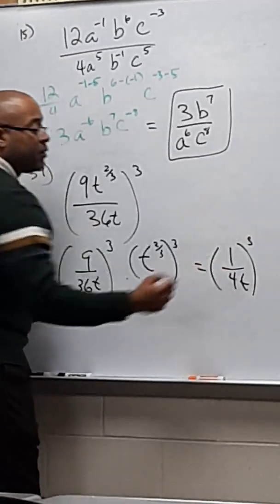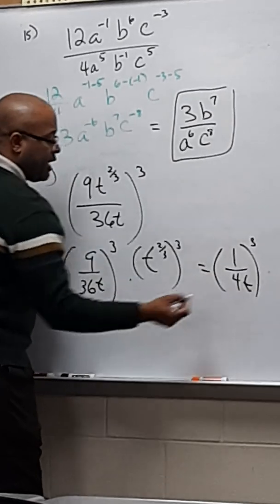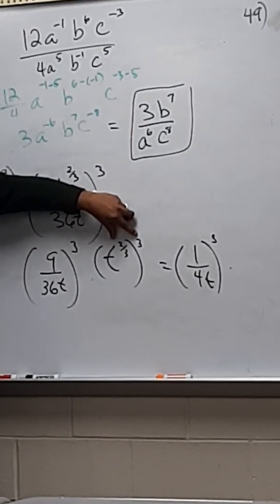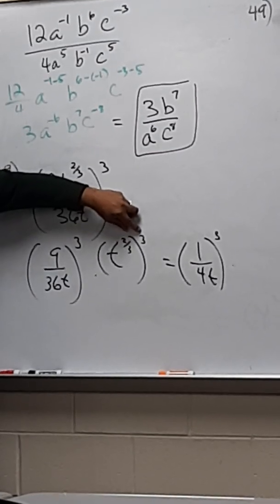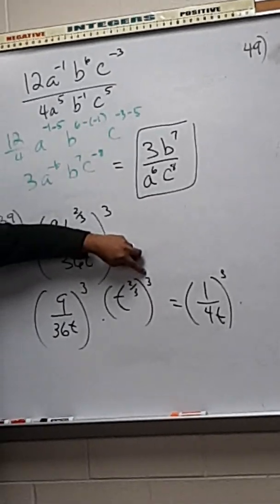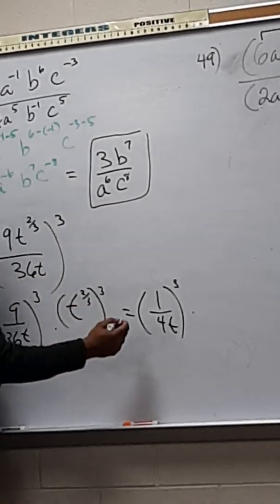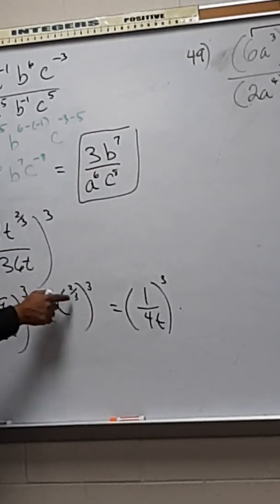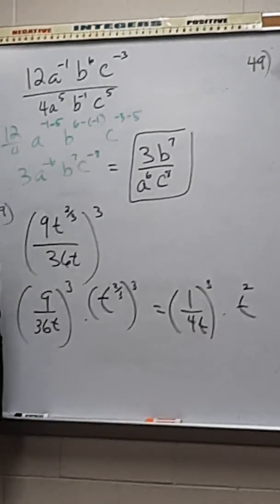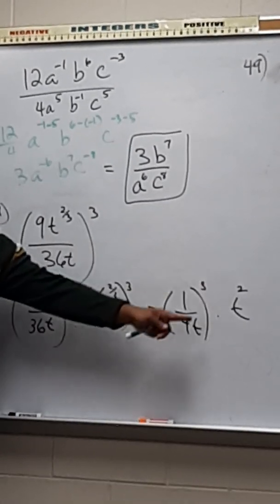Take it to the third power. What do you do with these 2 exponents? What is 2/3 times 3? 2. So 3 times 2 is 6. 6 divided by 3 is 2. So it's gonna be t to the what power? Second power. Okay, so that t squared is positive.